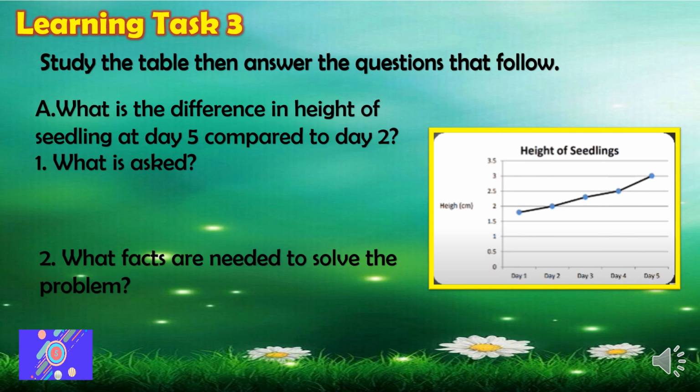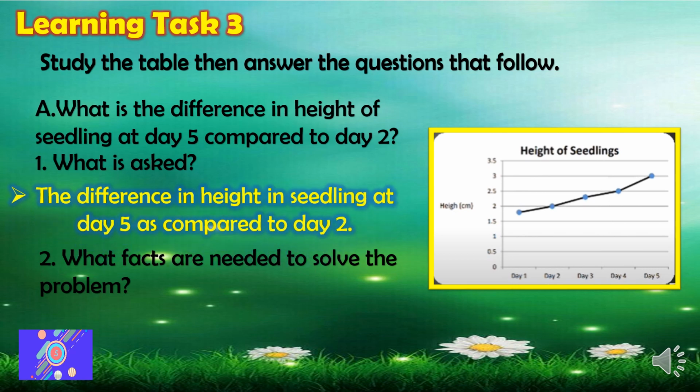Okay, so let us now answer number 1, what is asked in the problem. The difference in height in seedling at day 5 as compared to day 2. And for number 2, what facts are needed to solve the problem? So we have day 2, 2 centimeters. Day 5 is 3 centimeters.